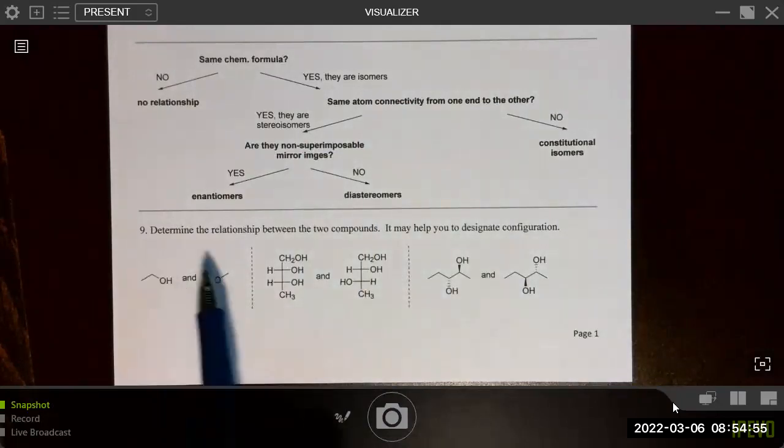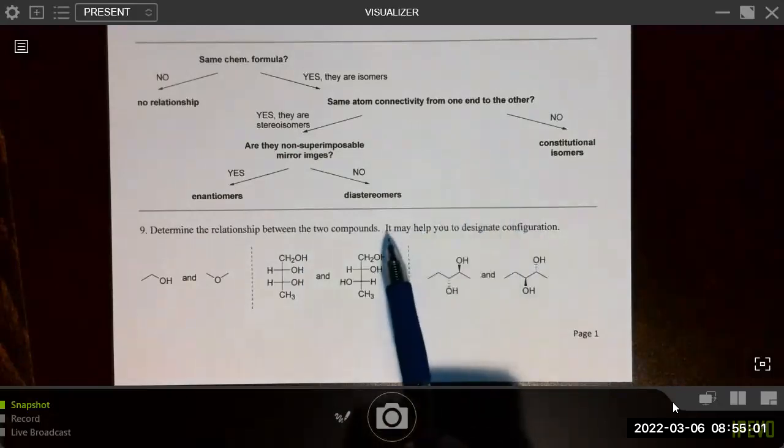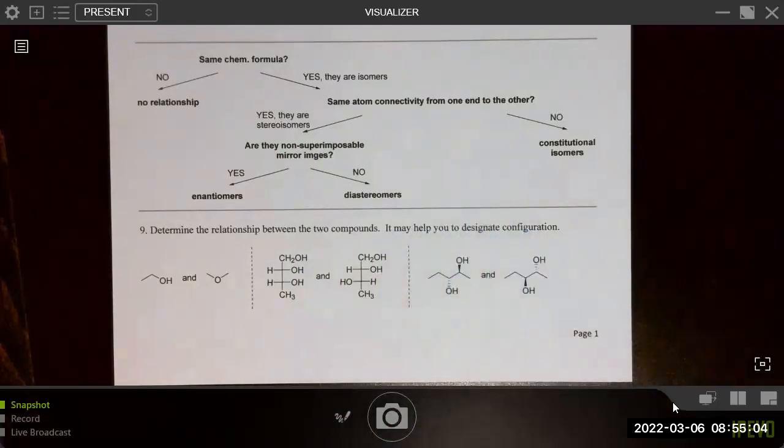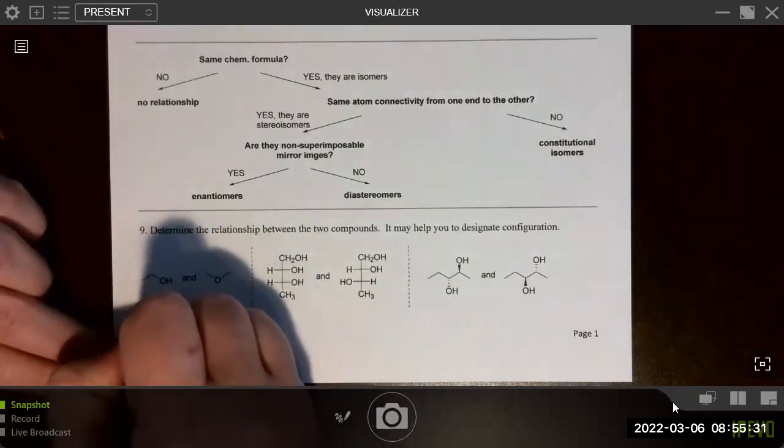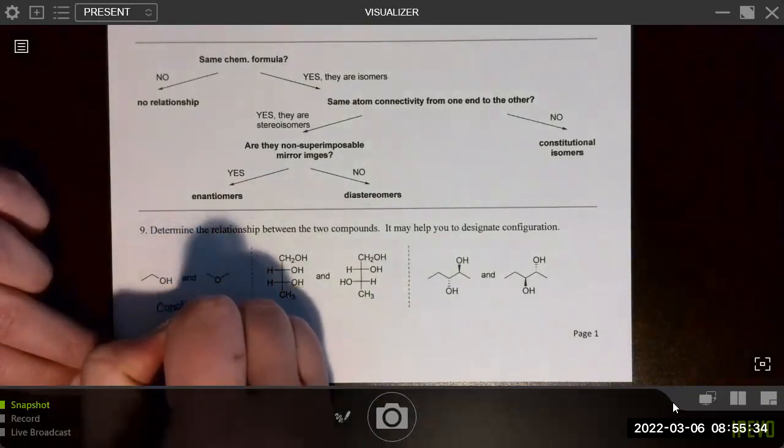So let's practice by determining the relationship between two compounds below. If you struggle with this, it may help you to designate the configuration, meaning the R and S configuration, at each chiral center. With this, we can automatically tell that while there are two carbons and one oxygen here, and the same thing here, clearly they're not connected with the same atom connectivity. Since there aren't any pi bonds, I know they have the same HDI, so I already know that they have the same molecular formula. Then these are related as constitutional isomers.